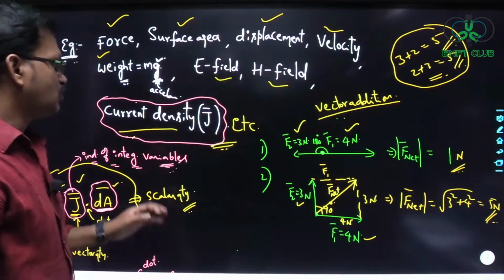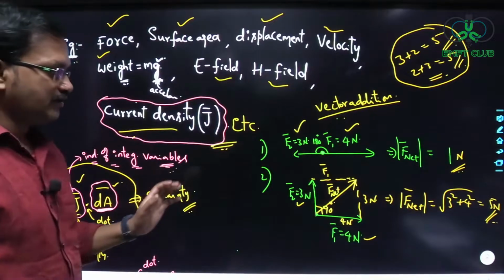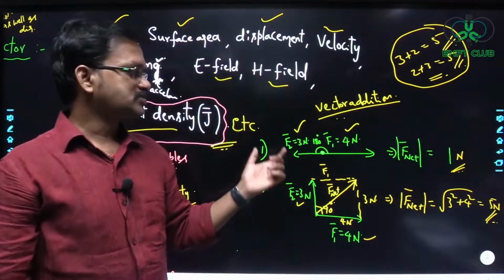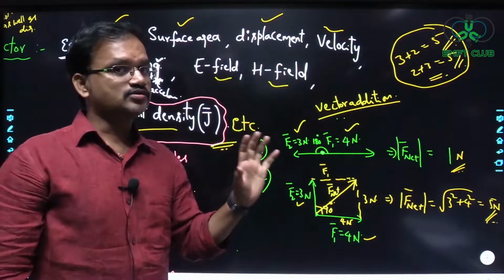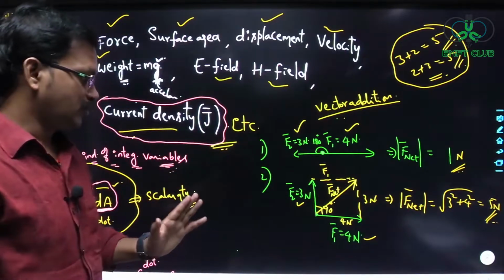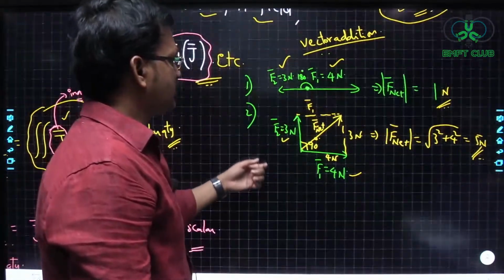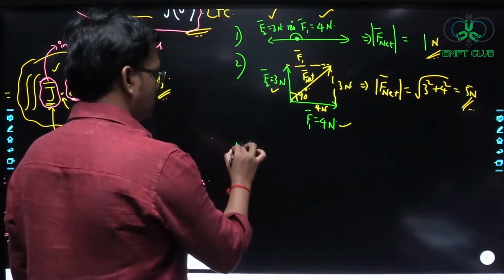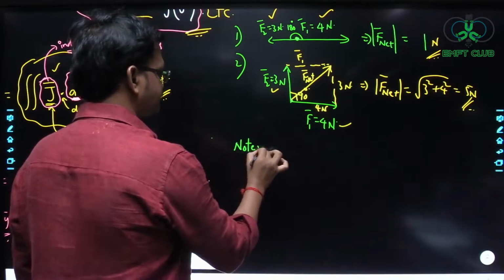Okay. So one point here you have to remember is vector addition. That means whenever you are adding any two vectors, it not only depends upon the magnitude of the vectors, it also depends upon what? Angle between those two vectors. So that is very, very important. And one more point here you have to understand, so you can make a note here.